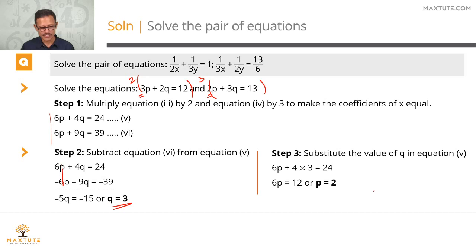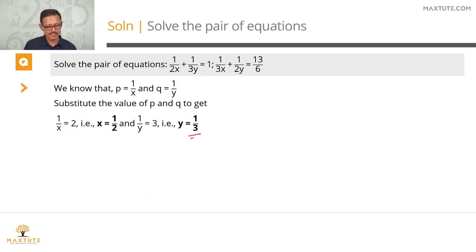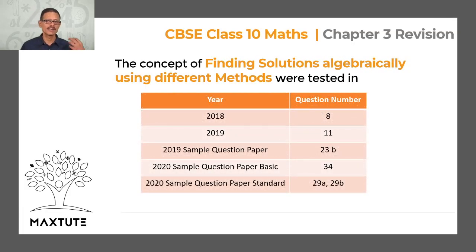Plug it in one of these equations. Find the value of p to be equal to 2. This is 1 by x. This is 1 by y. So you can find out the value of y as 1 by 3 and x as 1 by 2. Right. So this summarizes all the different questions that appear, that have been tested in different years.